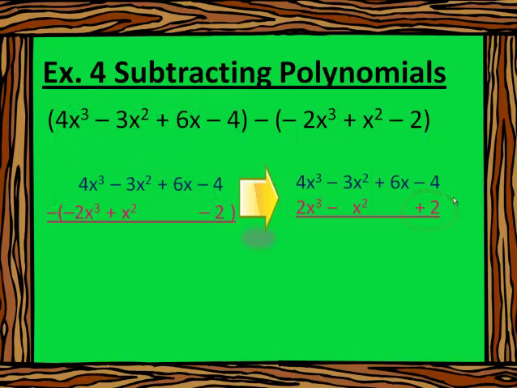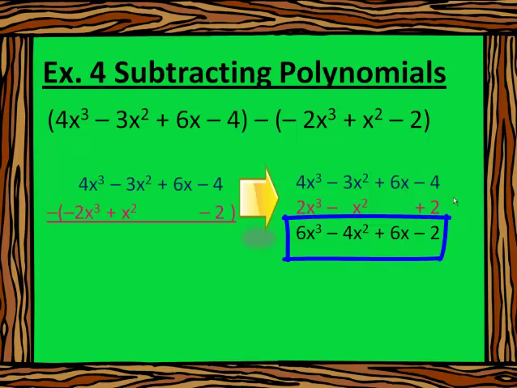So I can now combine my like terms. 4x cubed plus 2x cubed gives me 6x cubed. Negative 3x squared minus x squared will give me negative 4x squared. I have 6x just by itself, so I bring down that 6x, and negative 4 plus 2, which will give me negative 2. So my answer here is 6x cubed minus 4x squared plus 6x minus 2.